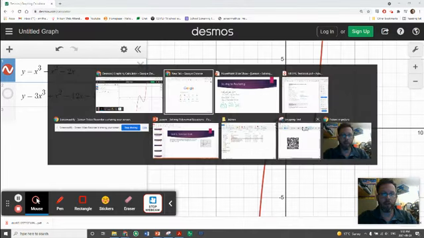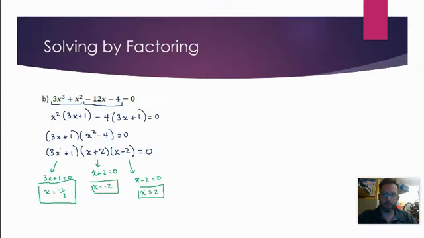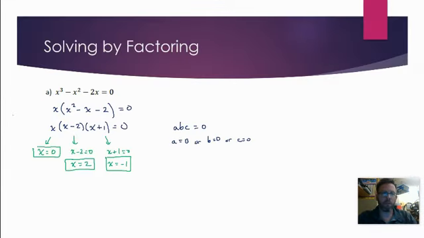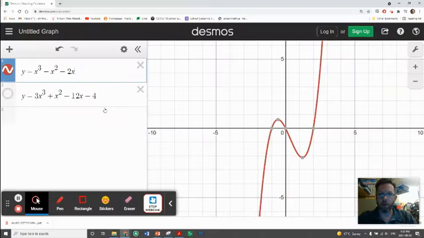And if we compare that with our work, -1, 0, and 2, the roots of this equation correspond to the x-intercepts of the corresponding polynomial function.